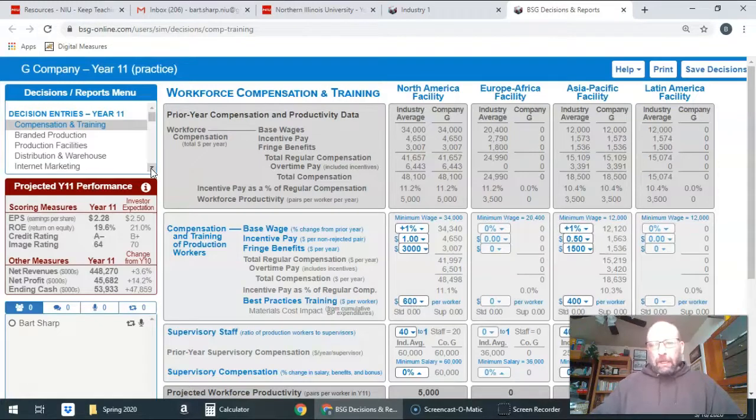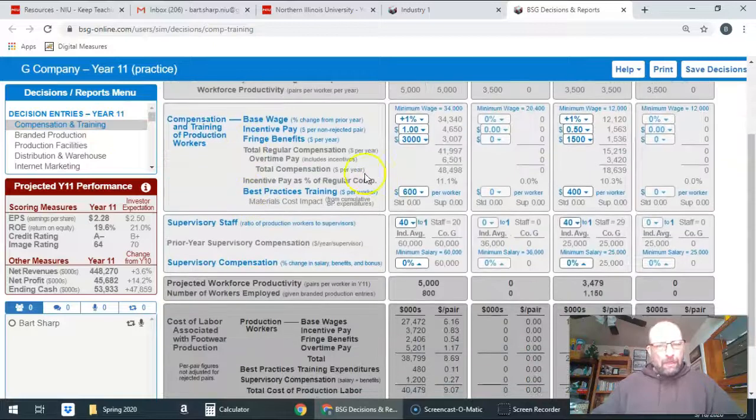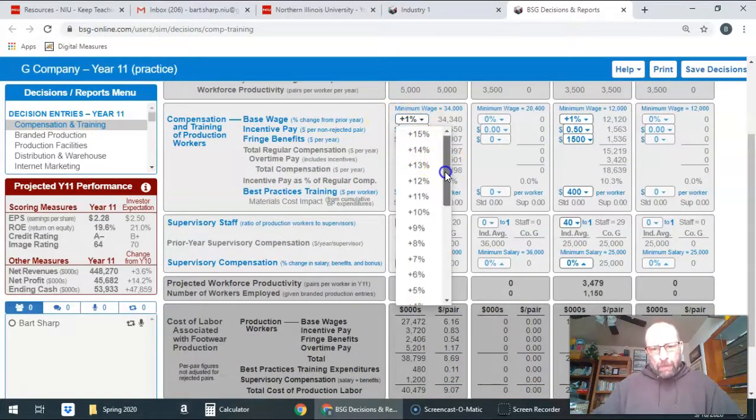Okay, so just going to start here with compensation and training. What you're seeing here is the base wage. Are you going to give your employees a raise? How big of a raise are you going to give them? Do you think they get paid too much? Are you going to take away pay from them?